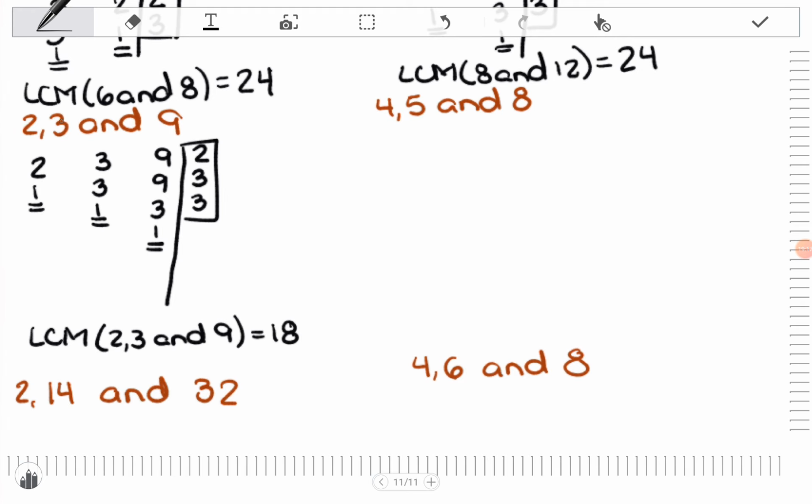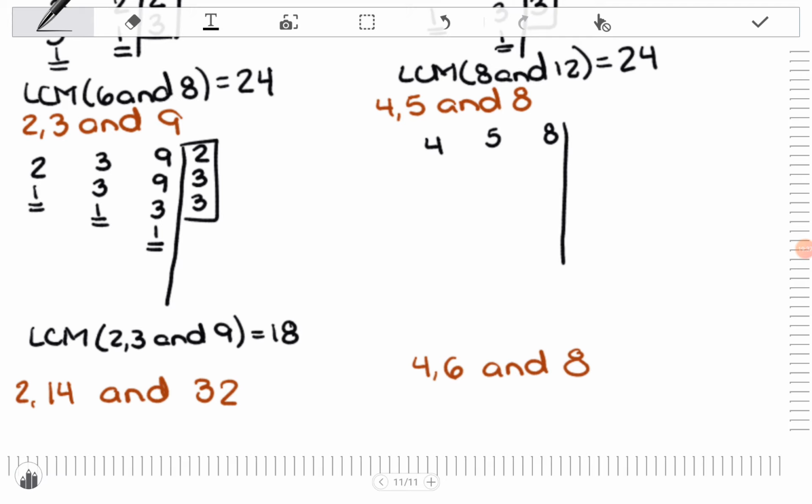So if you do the list of each one of these numbers, you're going to figure out that the first common multiple within the 3 of them is going to be 18. Let's do the next one. Okay. 4, 5, 8. Same process, just one line.